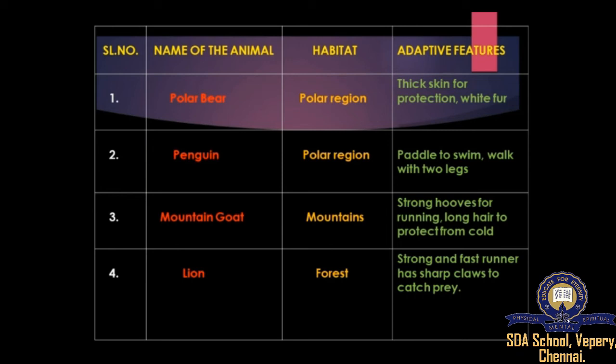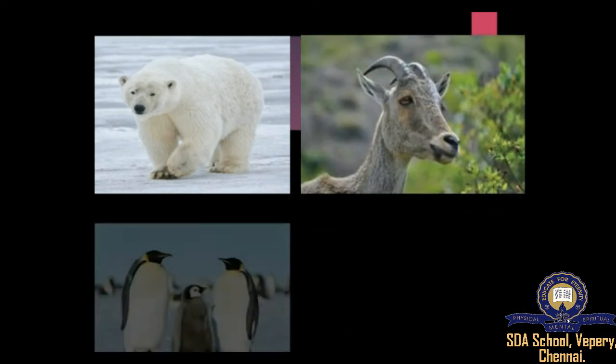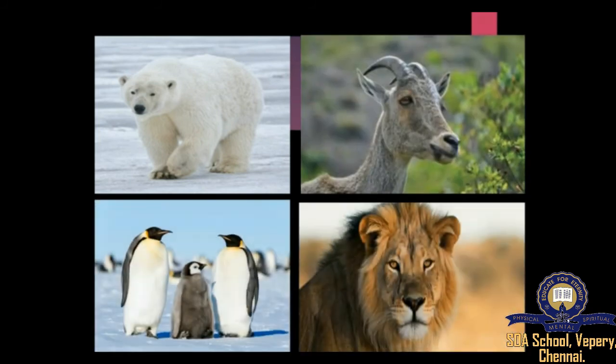Okay, so the lion has sharp claws to catch its prey, and the habitat of the lion is forest. Got it, students? So these are the pictures of a polar bear, mountain goat, penguin, and lion. Okay, so that's it for today's class, students. We have completed unit 5. From next class, you'll be learning about unit 6, that is health and hygiene.